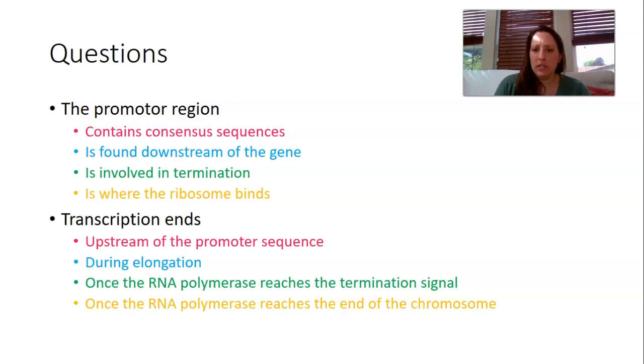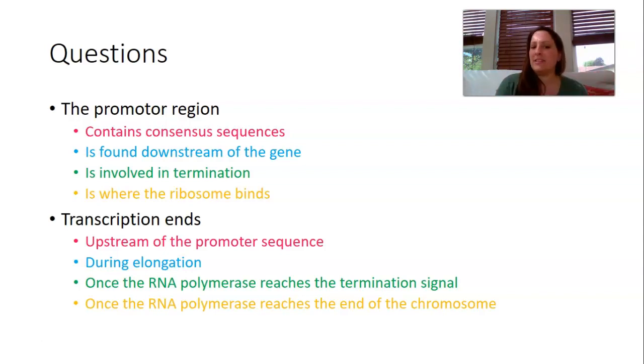Okay, so before we talk about that, the next one down says it's found downstream of a gene. It's not, it's found upstream, which means that it's found before the gene, okay, before that +1 site, which is where transcription starts. So it's found before then. It's definitely not involved in termination, and we're talking about transcription, not translation, so ribosomes don't even come into play there. So let's talk about these consensus sequences.